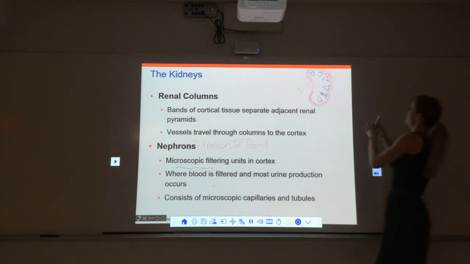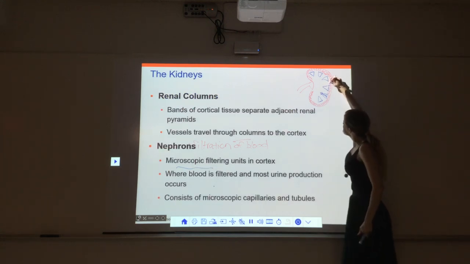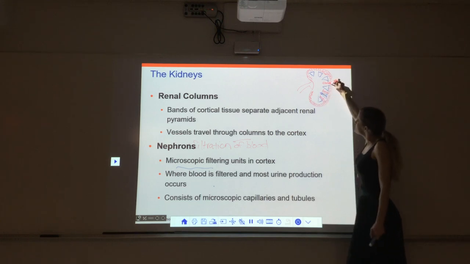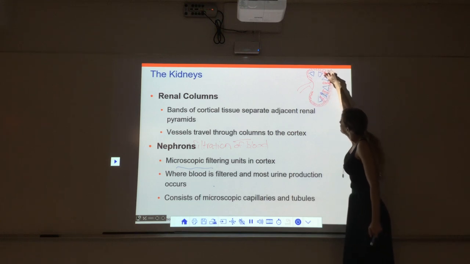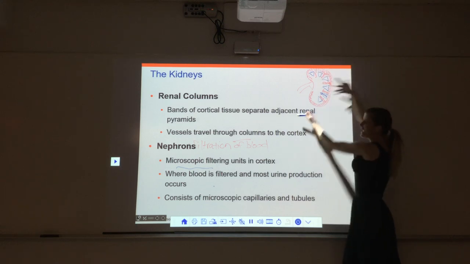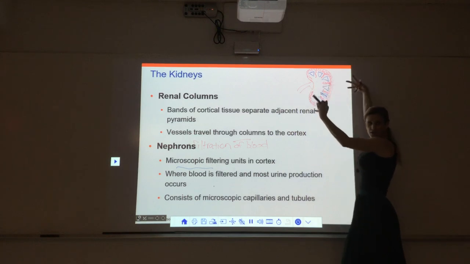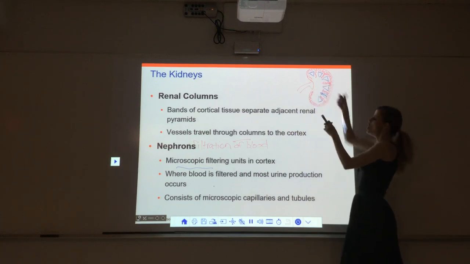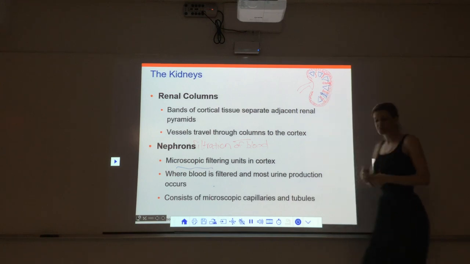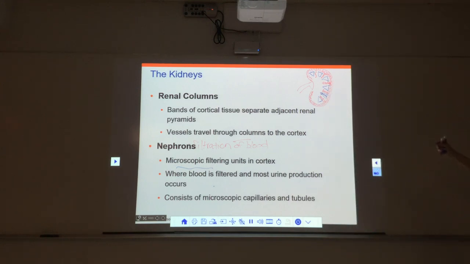Renal columns just refer to these bands between the pyramids. I draw it red like this because the columns are made of cortical tissue. That just means the same tissue that we see out here in the cortex. So when we look at these columns, one, they act to anchor the cortex, right, and hold everything together. But what's really important is that these columns act as passageways for blood vessels to get out to the cortex.